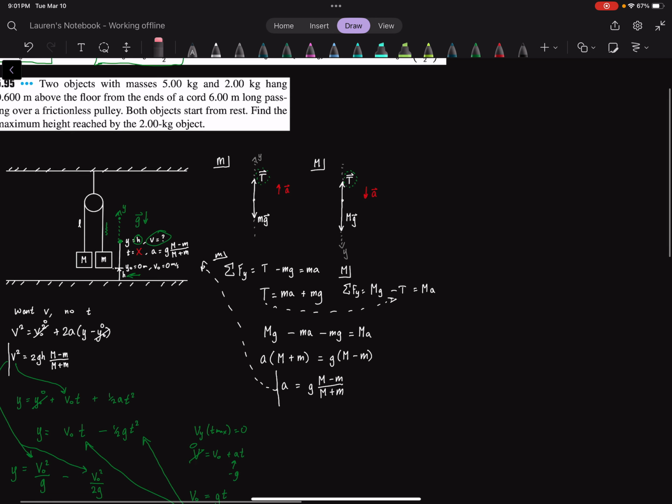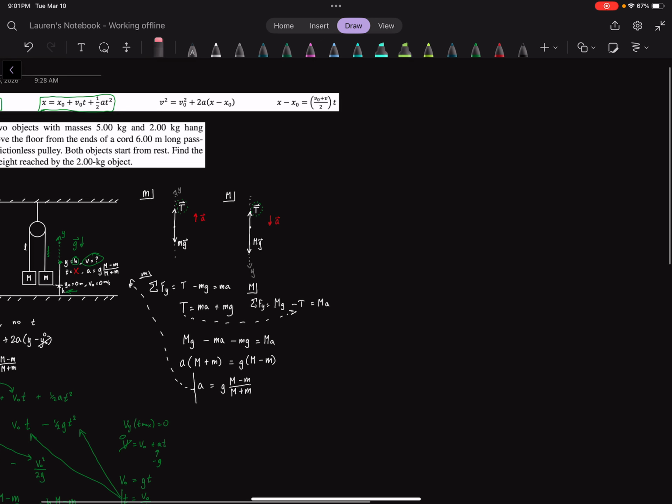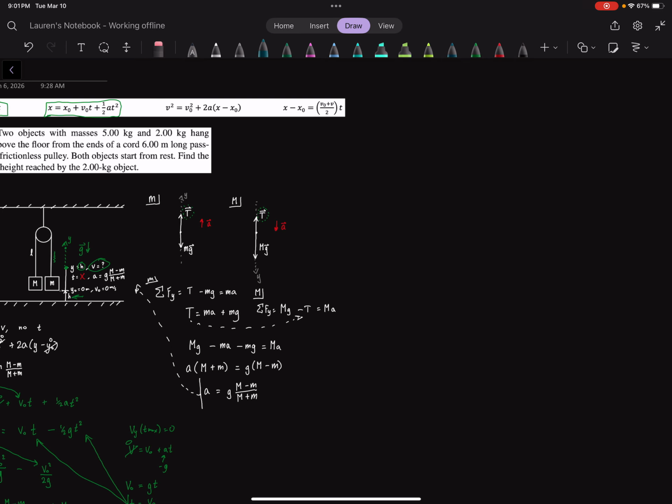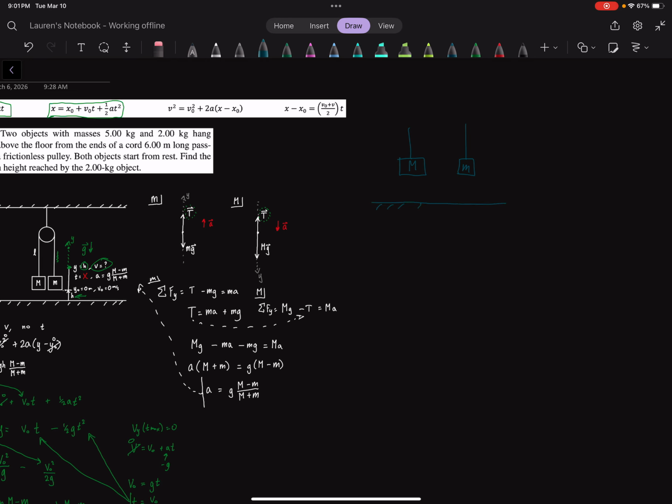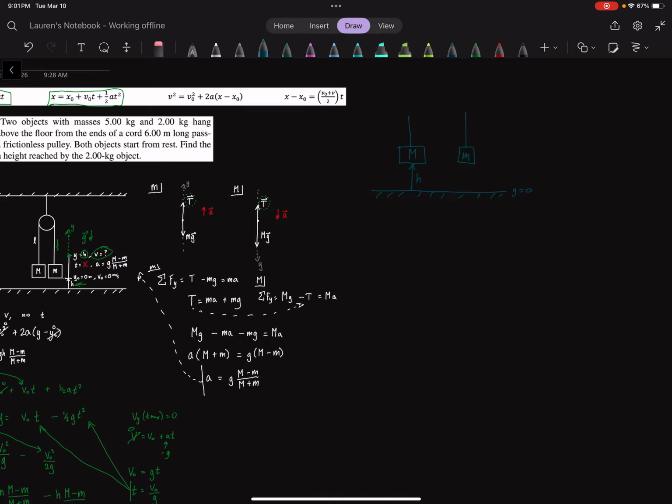So we have two objects. I'll do it over here. We have two objects. I'll do it in blue. And we'll take the actual ground as the y. So here, I'll draw another little sketch. This is big M. This is little m. Their tensions are happening. And then the ground is down here, and we'll take that to be our y equals 0. So that means that they each start a distance h off of that ground.